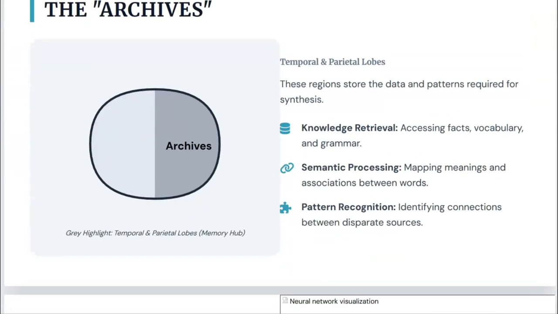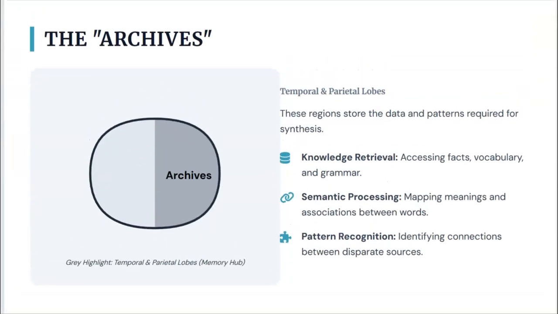Now, let's look at the archives. The temporal and parietal lobes are the places that store the data and patterns required for synthesis. Think of these areas of your brain as the file cabinets or the little file folders in your hard drive or some other place, any place that you store data. And so they're there. Now the key is knowledge retrieval. How do you get the knowledge back and out?